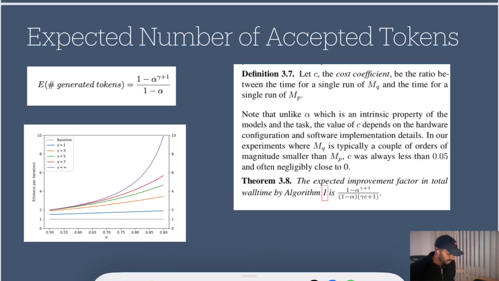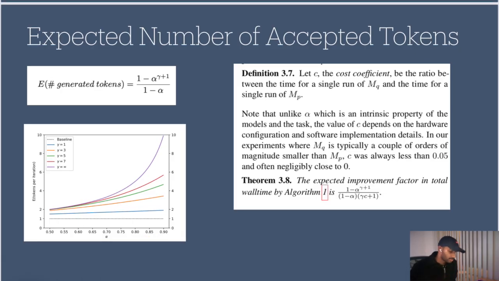These are the excerpts from the paper. This graph and this excerpt is from the paper itself. And so here we can see that for very large acceptance values, we can get a large number of extra tokens, whereas for smaller acceptance values, we can get a smaller number of extra tokens.